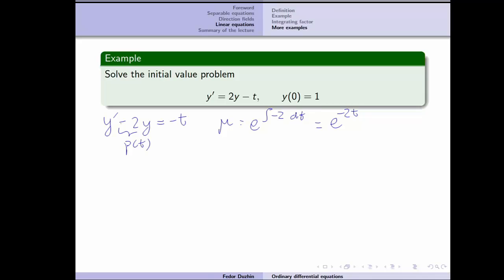Okay, so then, since it's a factor, it means that I need to multiply my whole thing by e to the minus 2t. Right, so my whole thing is e to the minus 2t, I'm sorry, I forgot y prime, minus 2 e to the minus 2t y equals minus t e to the minus 2t.